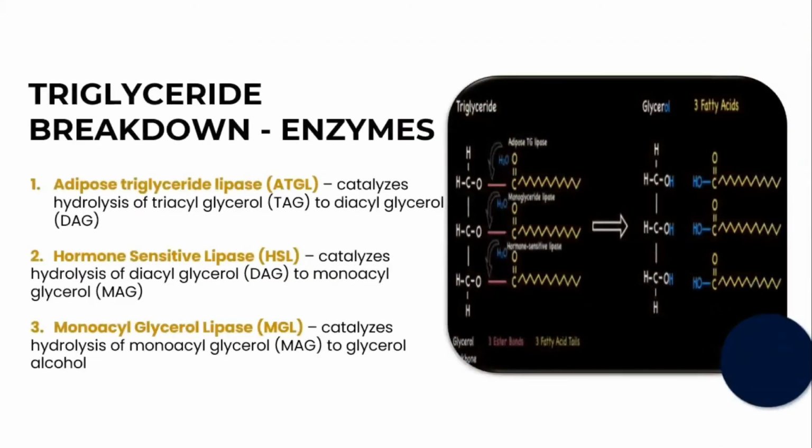So each step in breaking down triglyceride requires an enzyme. So for the first step, adipose triglyceride lipase or ATGL is required to catalyze hydrolysis of triacyl glycerol, TAG, also known as the triglyceride, to diacyl glycerol, DAG, or also known as the diglyceride. Next is the second step. It requires hormone-sensitive lipase, HSL. It is required to catalyze hydrolysis of diglyceride to monoacyl glycerol or MAG. It's also known as monoglyceride. Then last step, it requires monoacyl glycerol lipase or MGL. It is to catalyze the hydrolysis of monoacyl glycerol MAG to glycerol alcohol.